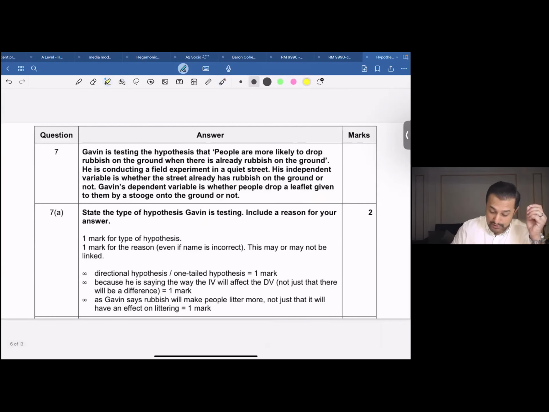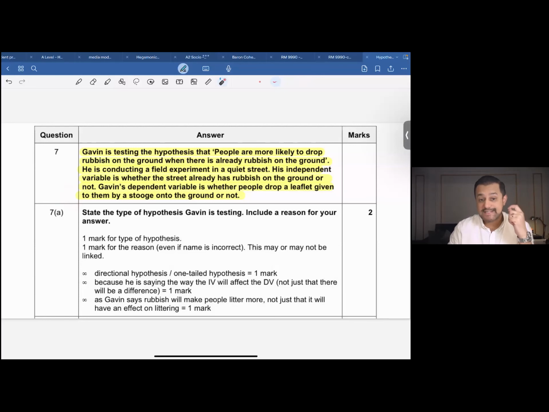Another question here, real quick, question number 7 from a novel situation. Given is testing the hypothesis that people are more likely to drop rubbish on the ground when there is already rubbish on the ground. He's conducting a field experiment in a quiet street. His independent variable is whether the street already has rubbish on the ground or not. Given's dependent variable is whether people drop a leaflet given to them by a stooge onto the ground or not. Pause this and read these 6 lines at least twice. If you're done reading, now let's have a look at the question.